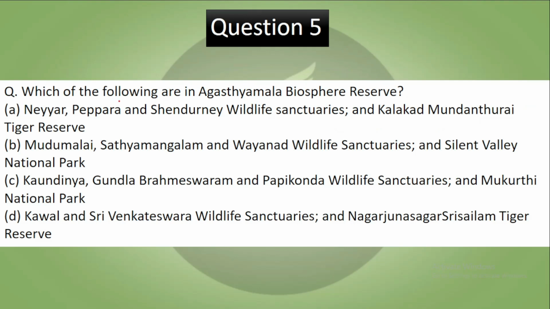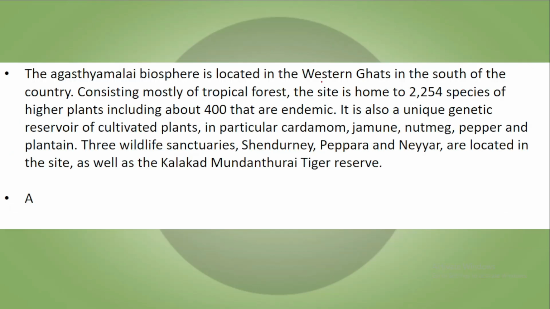Question 5. Which of the following are in Agasthyamala Biosphere Reserve? Pause the video, try to think about it. Now let's see the answer. So your correct answer to this is A, which is the Neyyar, Peppara, Shendurney Wildlife Sanctuaries and Kalakad Mundanthurai Tiger Reserve. It is located in the Western Ghats in the south country and is mostly tropical forests.